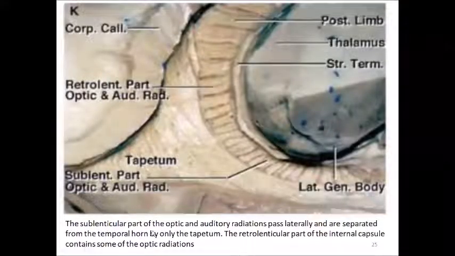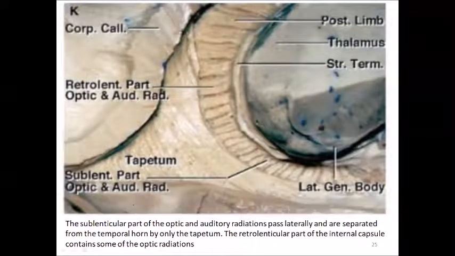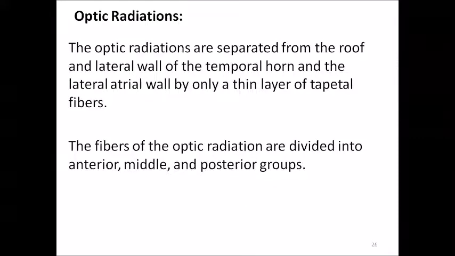In this, we can see the sublenticular part of the optic radiations and auditory radiation pass laterally and are separated from the temporal horn by the tapetum. Tapetum is much clearer in this picture, and the retrolenticular part of the internal capsule contains some of the optic radiations. Optic radiations are separated from the roof and lateral wall of the temporal horn by only a thin layer of the tapetal fibers.